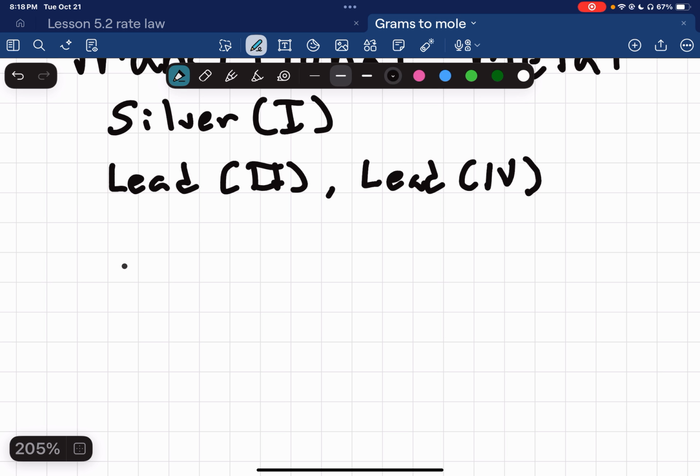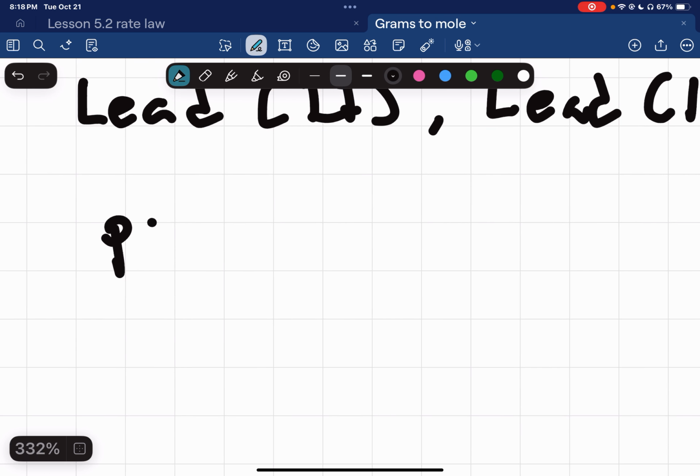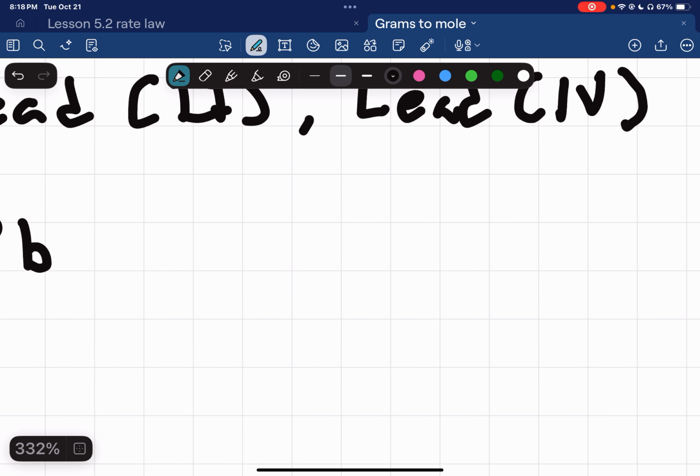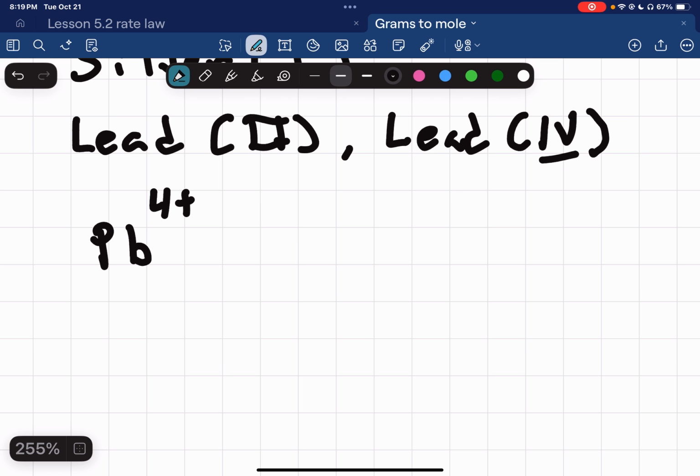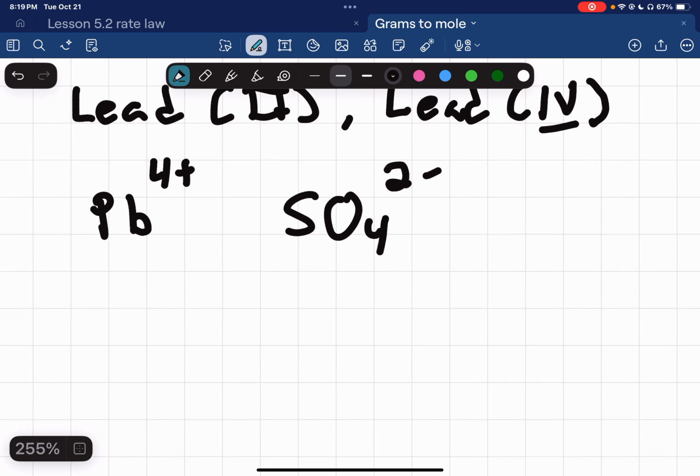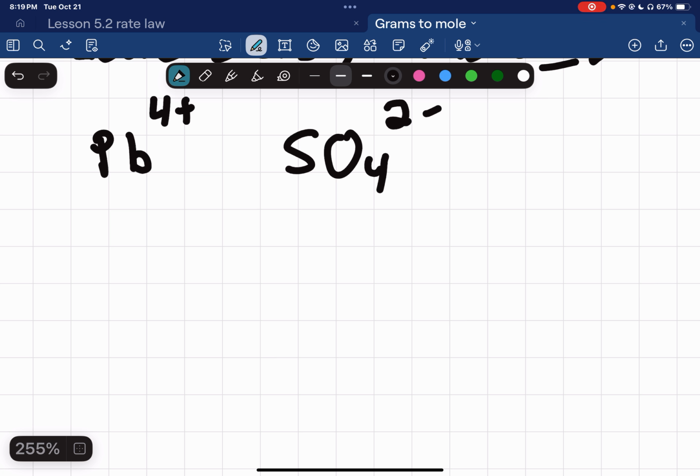Why not? So we have lead 4, Pb, and if this is lead 4, that means it's going to be positively charged by 4. And sulfate, which we know because it's a polyatomic and we just memorize these things, is going to be negative by 2. Now, when we go to write this chemical formula, all we're simply going to do is write the elements down below, just like we've been doing before. So we have lead and we have sulfate.